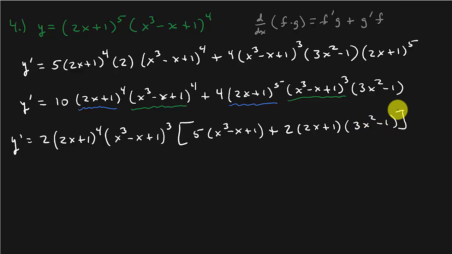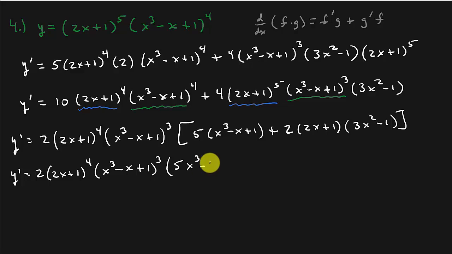All right. And so now all I have to do is multiply this stuff out right here and combine like terms. So I get y prime is 2 times 2x plus 1 to the 4th times x cubed minus x plus 1 cubed times, and that's going to be 5x cubed minus 5x plus 5, plus 2 times. Now here I need to foil that out. So that's going to be 6x cubed. Is that right? Yeah. Now 6x cubed, and then minus 2x, and then plus 3x squared minus 1. All right. So what I did here, I just took this right here, I got from multiplying those two binomials out. Now I've got to distribute the 2.